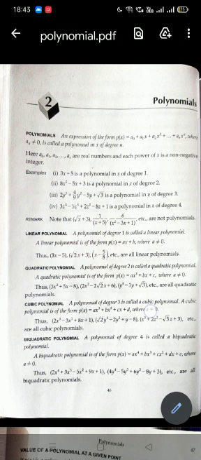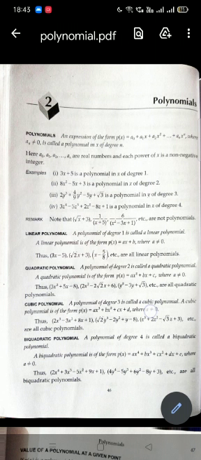So the two conditions are: a0, a1, a2 up to an are real numbers, meaning the set of rational and irrational numbers. This is the first condition, and the second one is the power of x is a non-negative integer. It means the power of x is either a positive integer or zero.